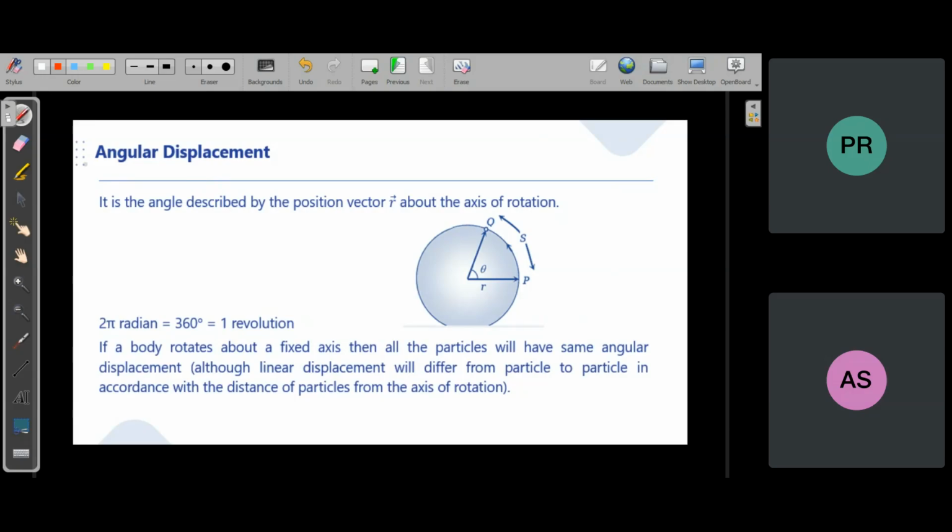Now, what is the angular displacement of the particle? Because the particle is going in a circle, suppose at any particular time this is the particle and this is the position vector of the particle. So in any time t, if the position vector of the particle rotates by angle theta, then theta is the angular displacement of the particle and of the body.